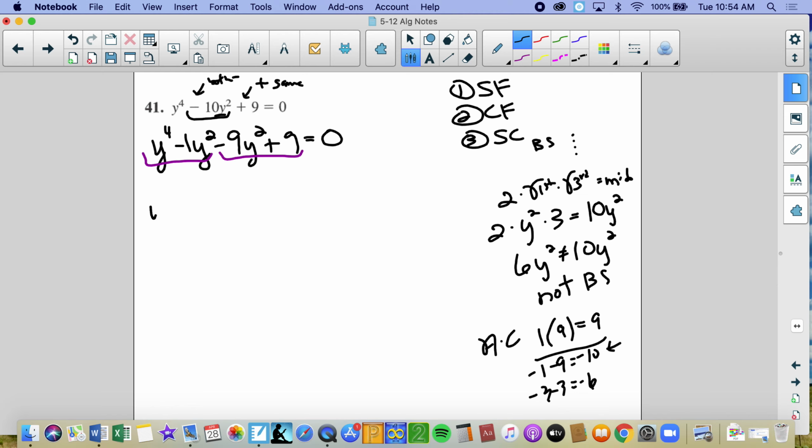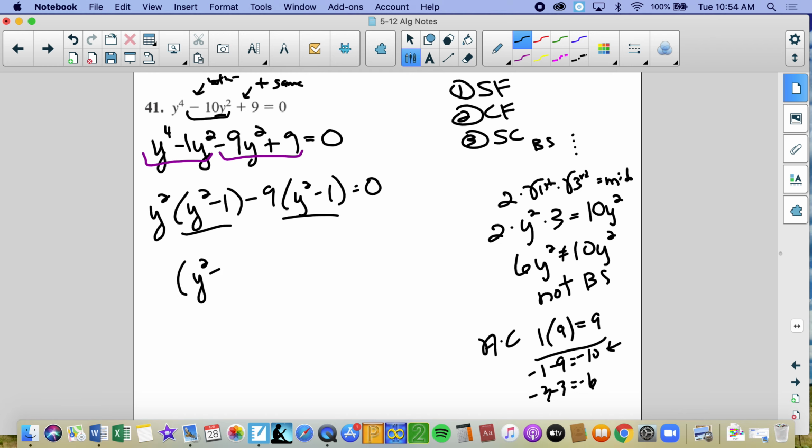So we can take out a y squared. That leaves me with y squared minus 1. We can take out a negative 9, which leaves me with y squared minus 1 equals 0. They're the same in the parentheses, so I know I did it right. I'm going to pull that out, I'm going to factor it out. And what does that leave me with? y squared minus 9.